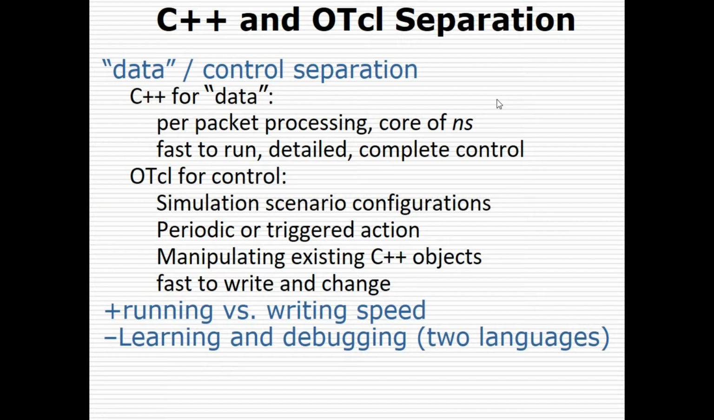C++ is for data, per packet processing, the core of NS, fast to run, detailed, with complete control. And OTCL is for control, which means that there are two aspects for NS2. One is the data and second is the control. So for control we have the simulation scenario configurations, periodic and triggered actions, manipulating existing C++ objects, and it is very fast and easy to change. So running versus writing speed, learning and debugging.